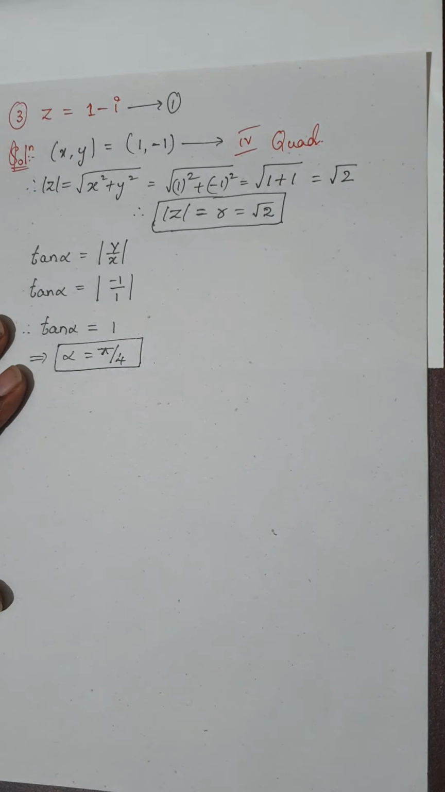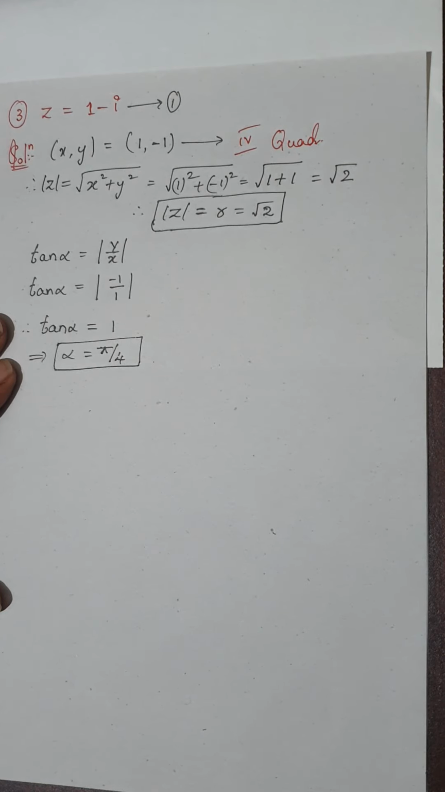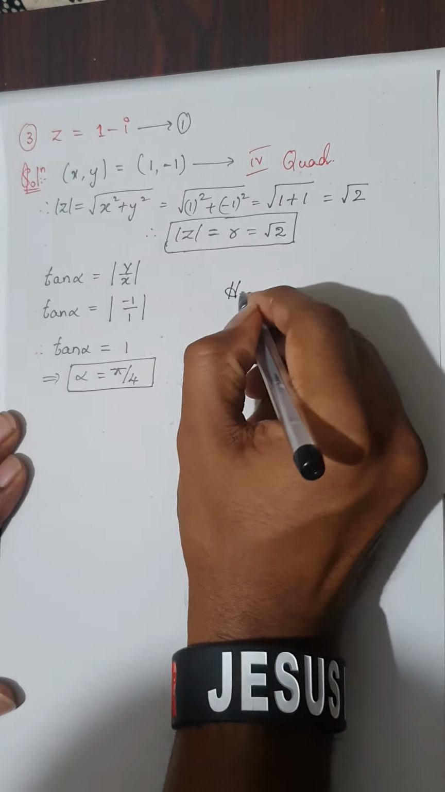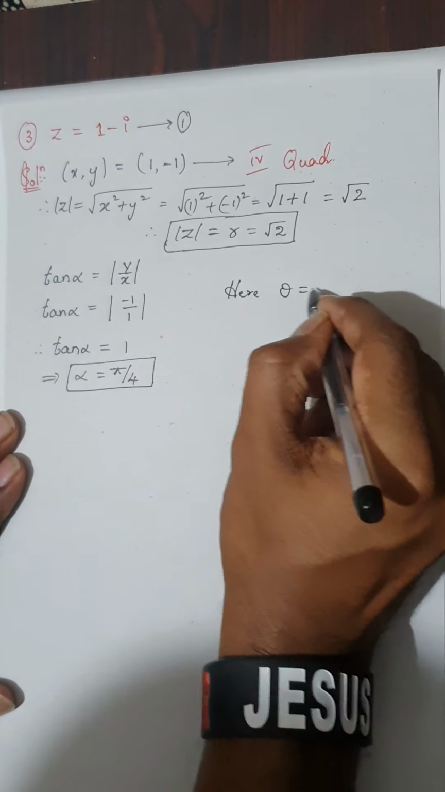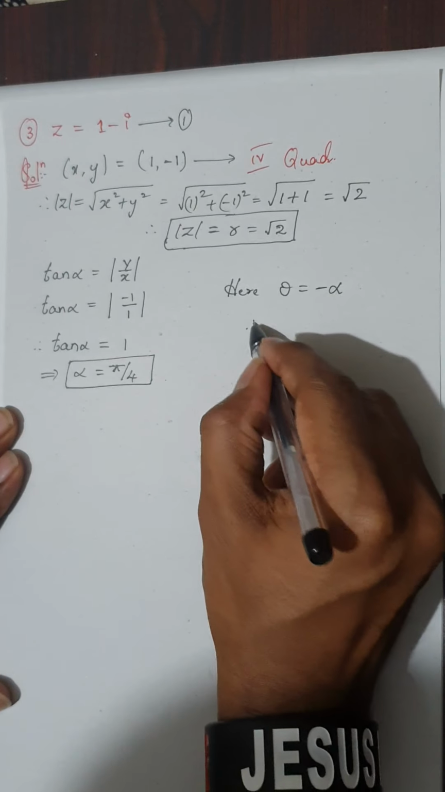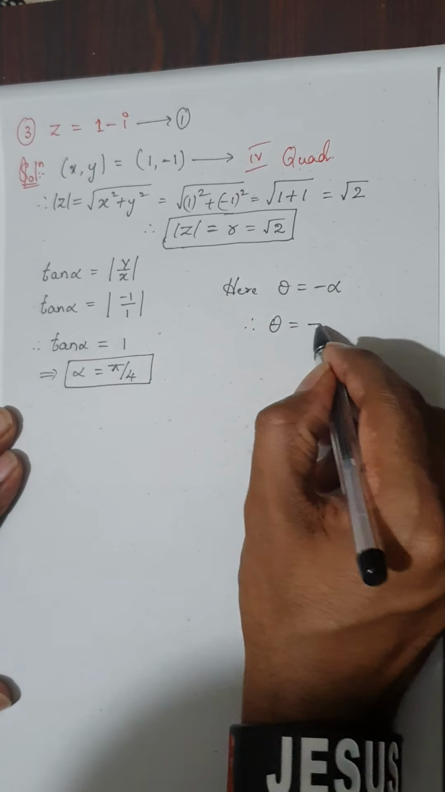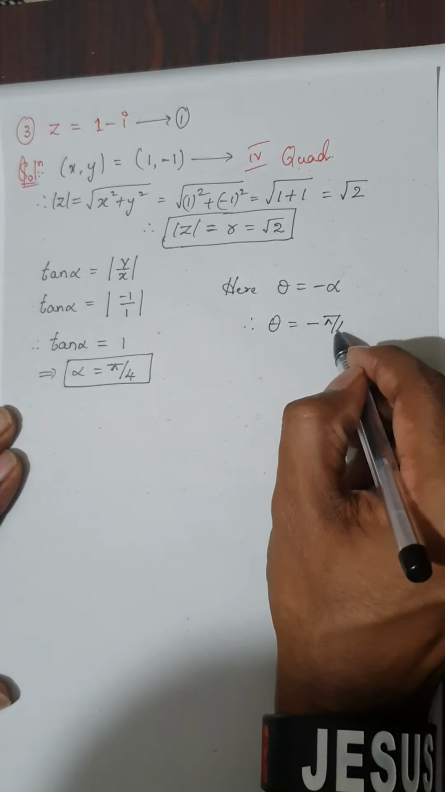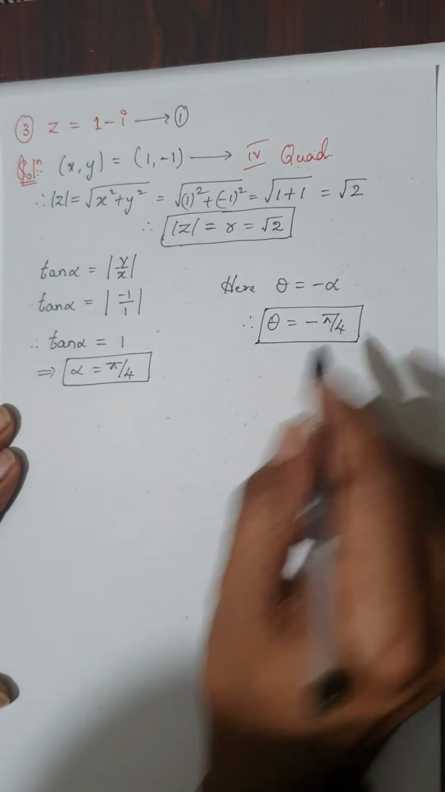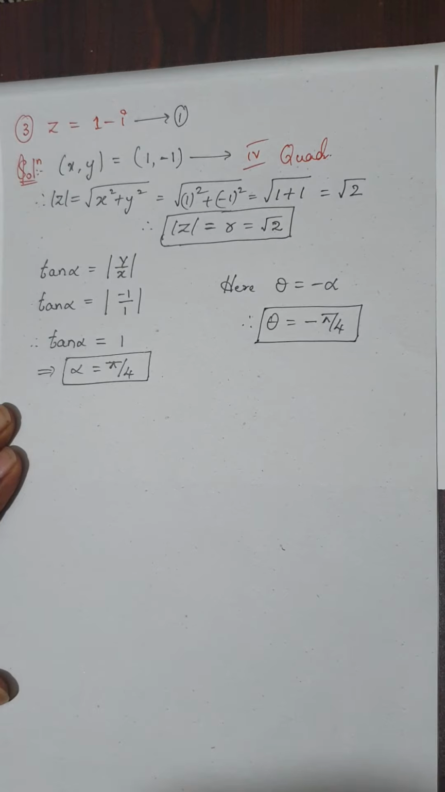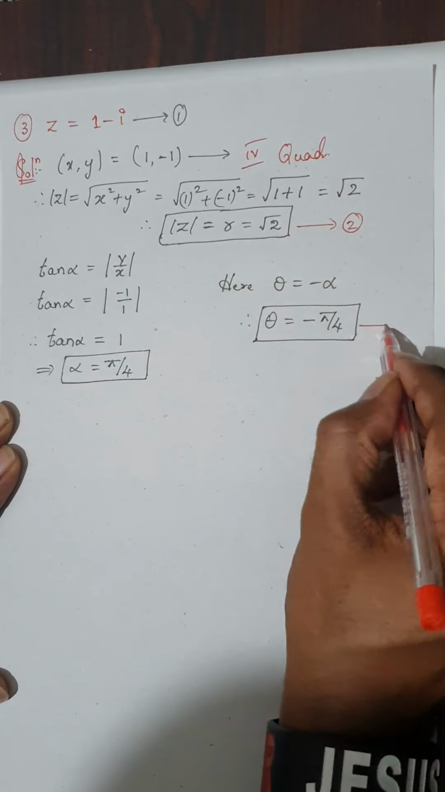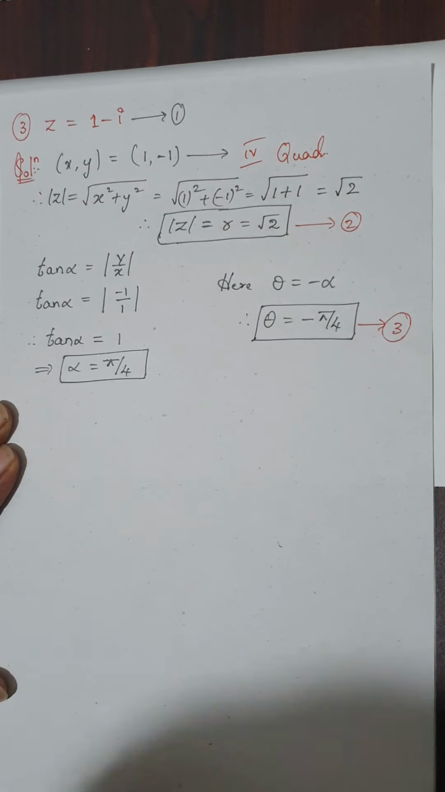Okay. Hence, let us find out the theta, which is the argument. So, what is theta? Here, theta value is nothing but minus alpha. Why minus alpha? Because it is fourth quadrant. Therefore, theta value is minus of pi by 4. Okay. So I've got both the values. If I want, you can consider this modulus value as equation 2 and argument value as equation 3.